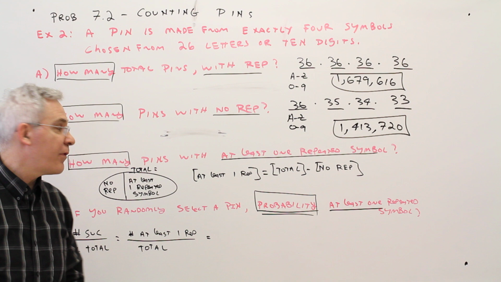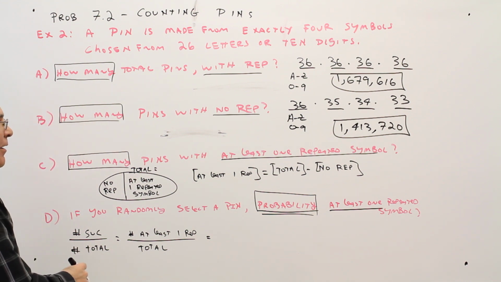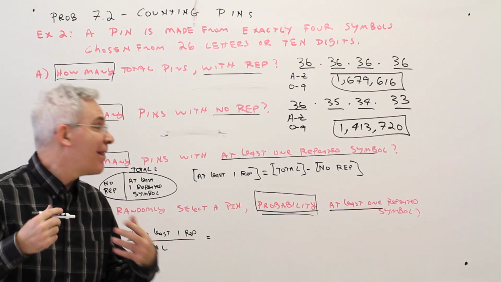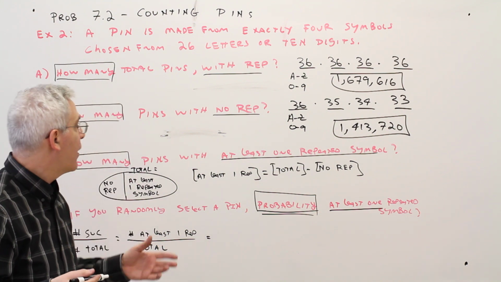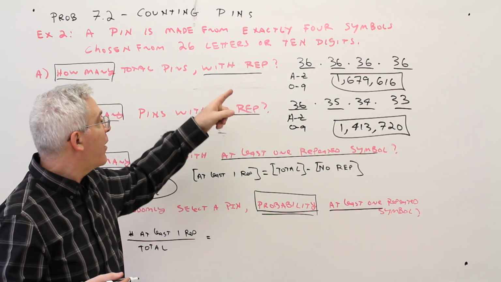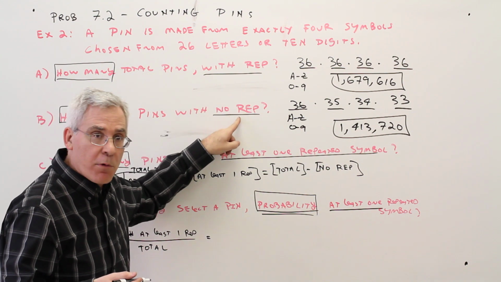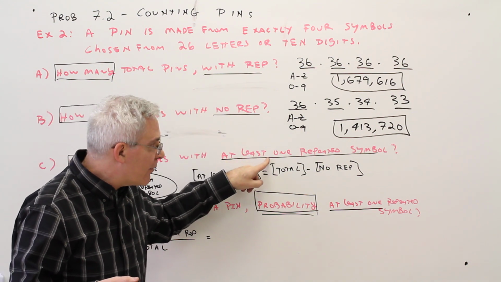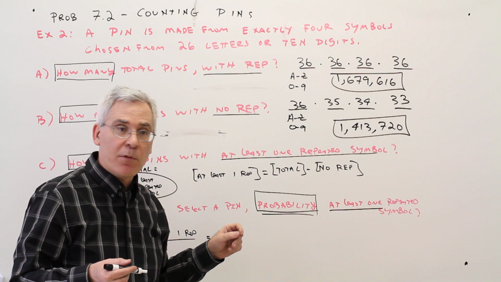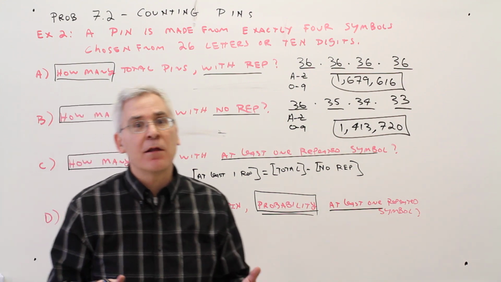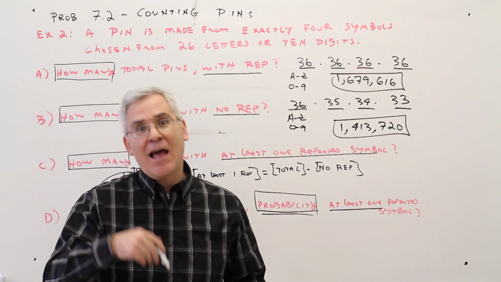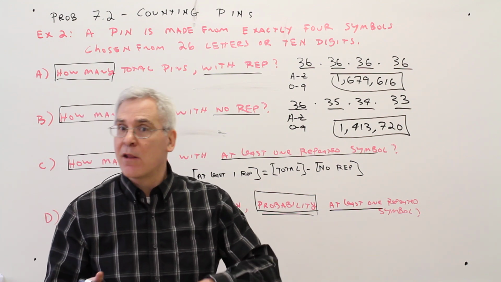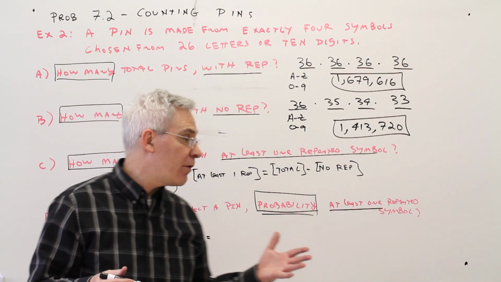Okay, part C. How many PINs are there with at least one repeated symbol? Okay, so again, I've underlined some important things: with repetition, without repetition, at least one repeated symbol. So again, for that at least one, either it's going to rain or it's not going to rain. Either you're going to have at least one symbol repeated or you're not going to have any symbols repeated.